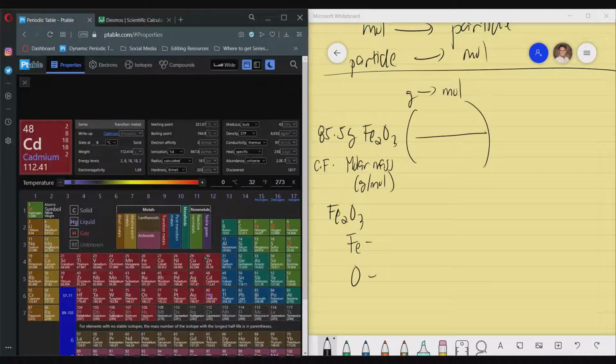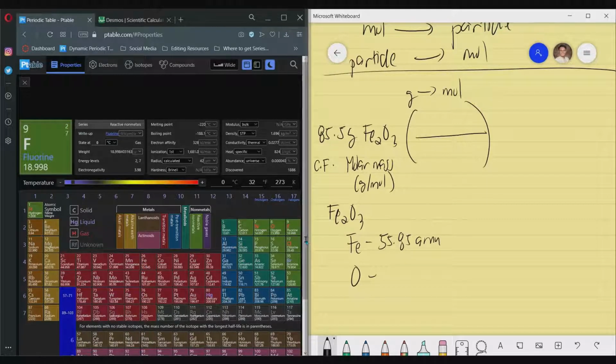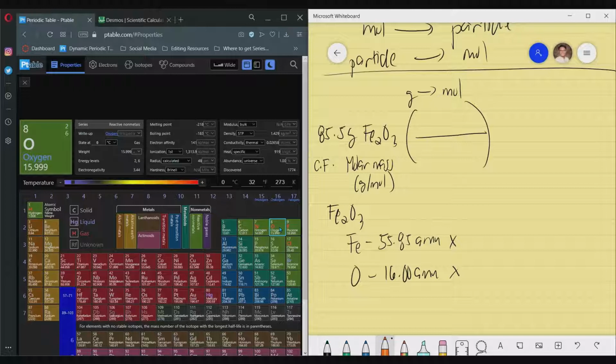So iron is this one, 55.85. I'll be getting up to 2 decimal places, 55.85 AMU. And then for oxygen, 16.00 AMU. Next step, multiply by the respective number of atoms. So iron has 2, so I will have times 2. Oxygen has subscript 3, so times 3.